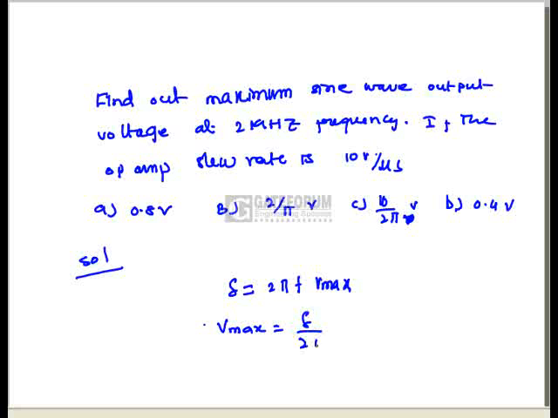delta by 2 pi f. So this is 10 by 4 pi, and if you solve this, the approximate value is around 0.8 volts. So obviously the option will be A. So we have to go for option A.